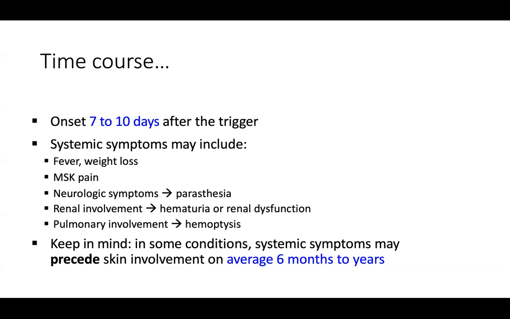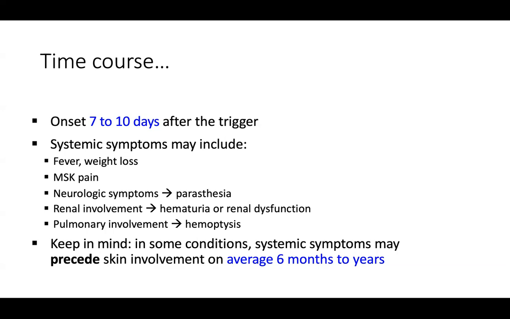What happens is you'll get systemic symptoms that include fever, weight loss, musculoskeletal pain, neurologic symptoms leading to paresthesias, renal involvement leading to hematuria or renal dysfunction, pulmonary involvement leading to hemoptysis. Keep in mind, in some conditions, systemic symptoms may precede skin involvement, on average 6 months to years.